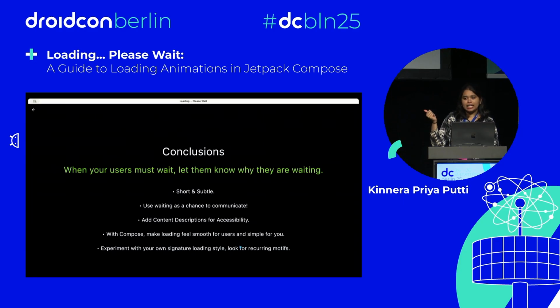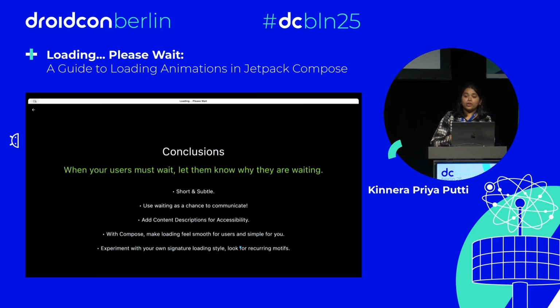Number three would be add content descriptions. Accessibility is important. All of these animations are very cool, but when there's a user who cannot appreciate, or doesn't see, those animations, you want to make sure they still know what's happening, which means that if you don't have text in your animation, add it to the content description.